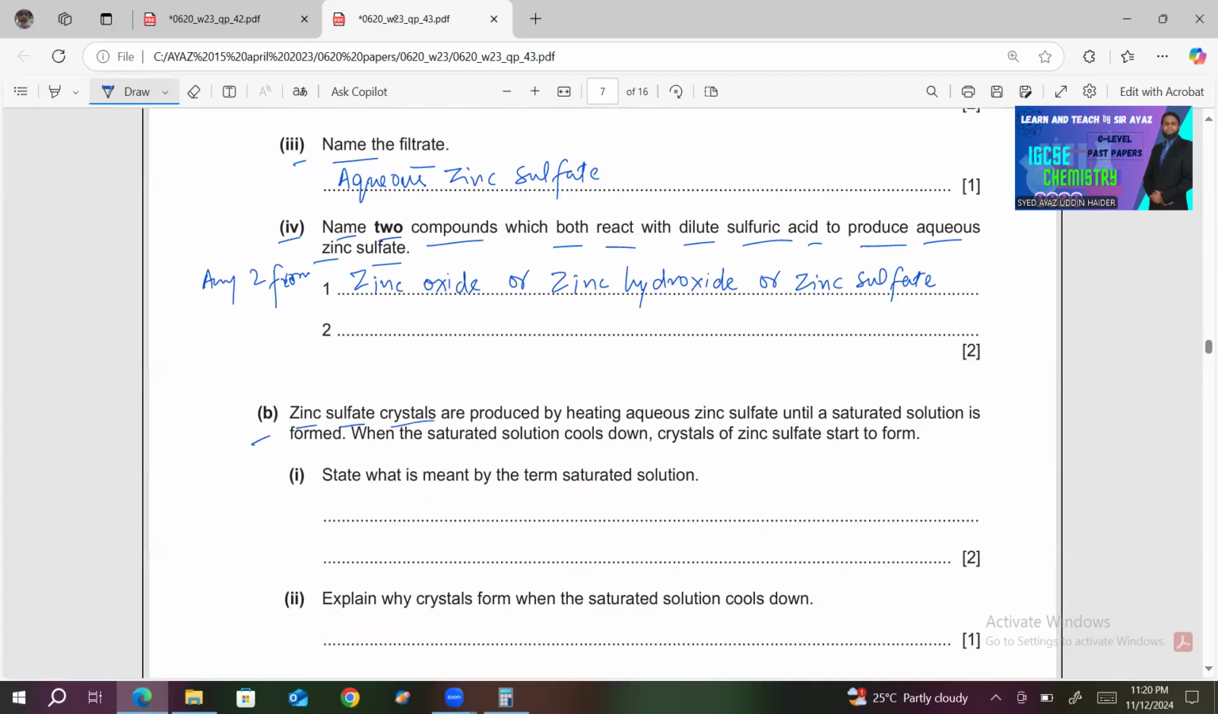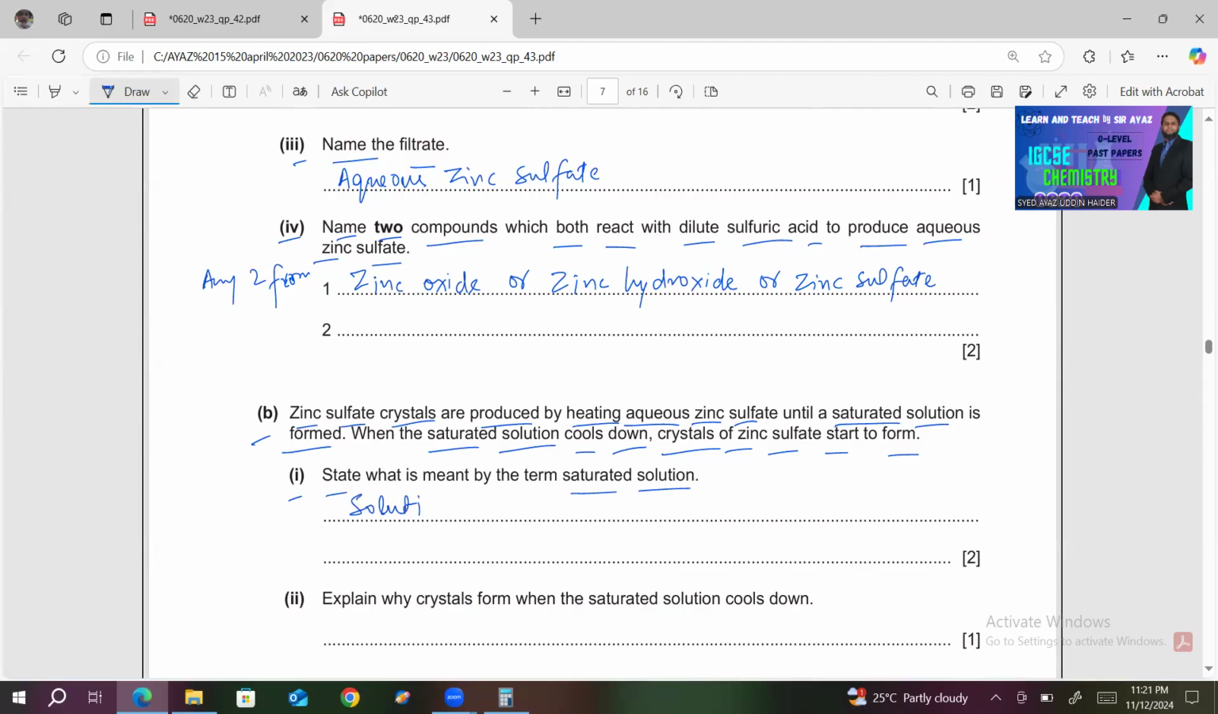Zinc sulfate crystals are produced by heating aqueous zinc sulfate until a saturated solution is formed. When the saturated solution cools down, crystals of zinc sulfate start to form. Number 1, state what is meant by the term saturated solution. The solution that cannot hold or dissolve any more solute particles at a given temperature.